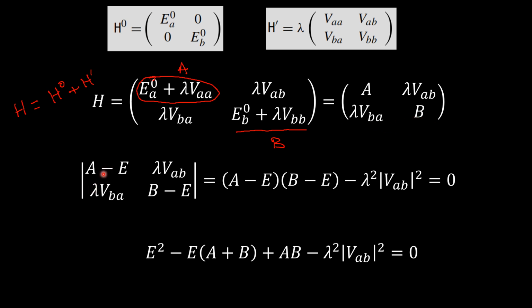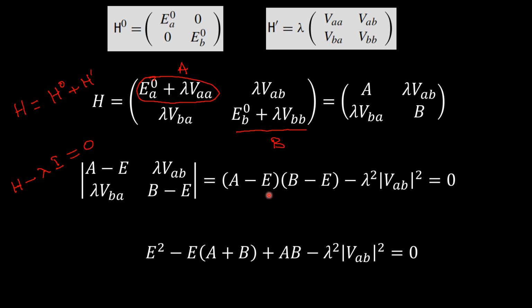So now you use the characteristic equation to solve for the energy levels. You know that the characteristic equation is H minus E, where E is the energy eigenvalue, multiplied by the unit matrix. So that is a diagonal element, you have to subtract the energy value: A minus E here, B minus E here. If you find the determinant of this, you will get A minus E multiplied by B minus E, minus lambda VAB VBA, because VAB and VBA are complex conjugates. This can be written as minus lambda squared modulus square of VAB, which is equal to 0 in the characteristic equation.